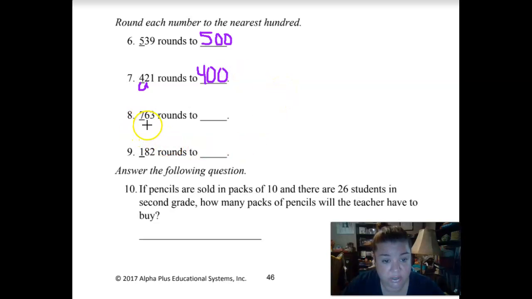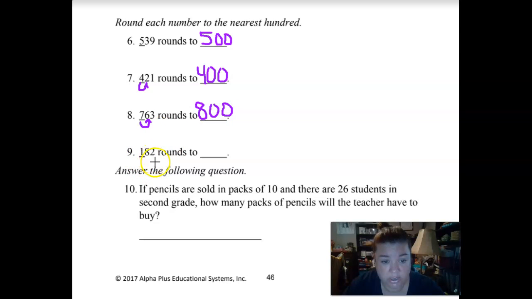Okay, try the next one, 763. Okay, looking at the hundreds because we're rounding to the nearest hundred, and then to the number directly to the right of it. Pause the video and write down what you think the answer is. Unpause it to check your answer. Okay, 763. So the number to the right of the 7 is more than 5. So then that means that hundreds number is going to go up by 1. So it becomes 8. And then everything else becomes a 0. So it rounds up to 800.